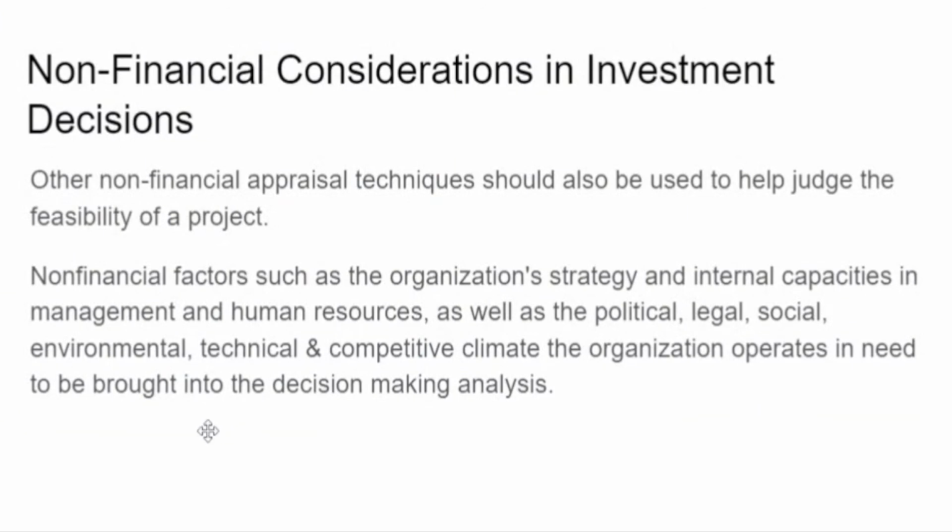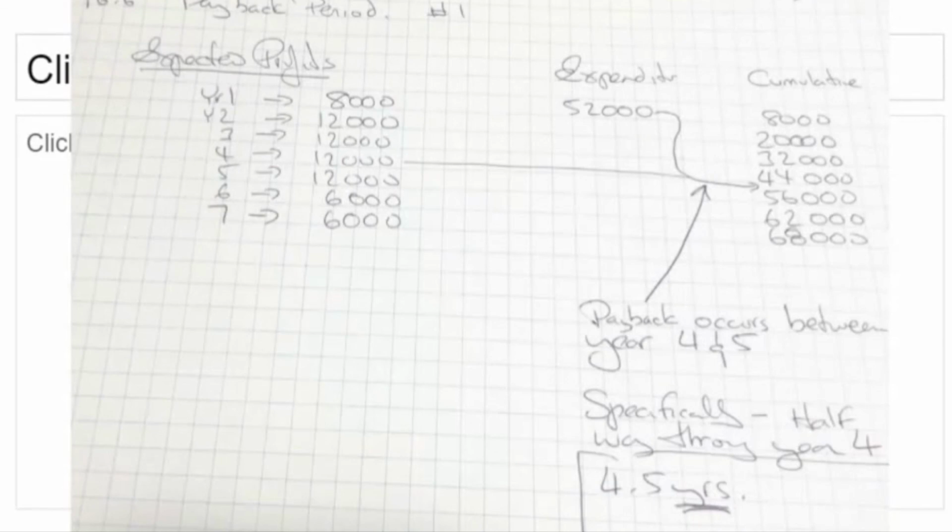How important is the project? Is it part of a larger project? Is it politically sensitive? Is it legally able to be done? There are all kinds of issues that come into play. But for purposes of our math course, what we're primarily looking at is the financial ones. And this is the type of analysis that you'll be using for that.